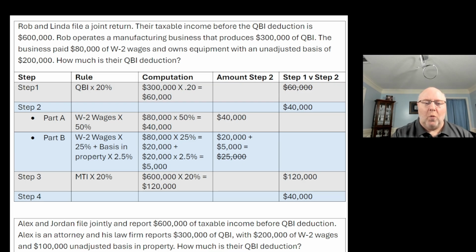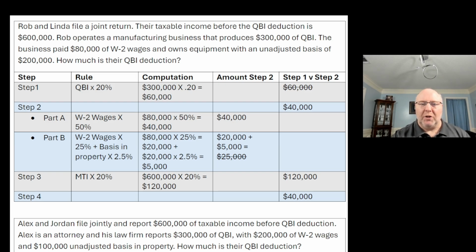All right, we have our steps. We start out with step 1, and this is the same step we used when it was below the threshold. We take 20% of QBI. So if our QBI is $300,000, which is provided in the question, we go 300,000 times 0.20, which gives us $60,000. I'm moving 60,000 all the way over to my right because I'm eventually going to compare step 1 versus step 2. So we have 60,000 for step 1.